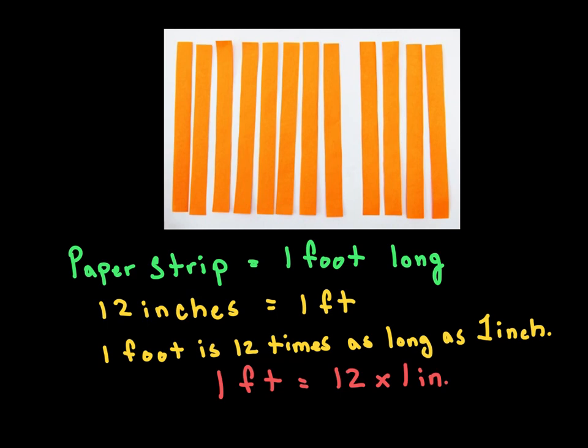Inches is a smaller unit than a foot. A foot is larger. So you notice that there is a larger number with the smaller unit of measure, like 12 inches is equal to 1 foot. That's why the foot has a smaller number, because it's a bigger unit of measure. 1 foot is 12 times as long as 1 inch. So we kind of have to remember these conversions because it will help us as we move on. 1 foot is always equal to 12 times 1 inch.